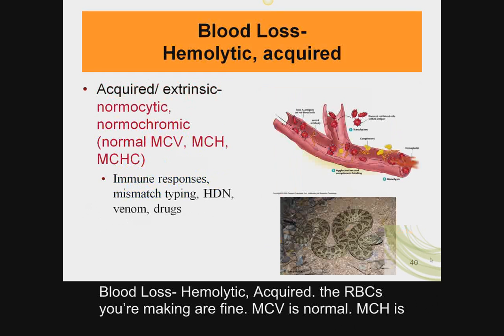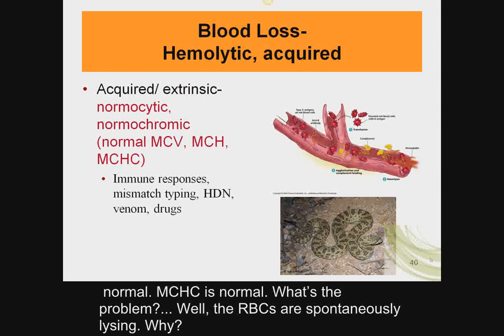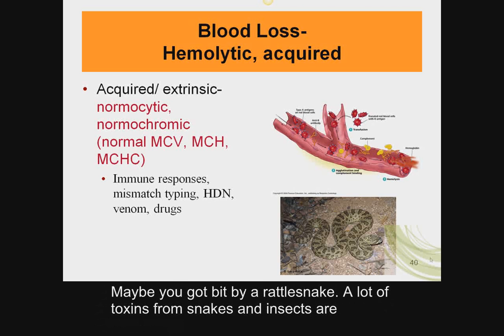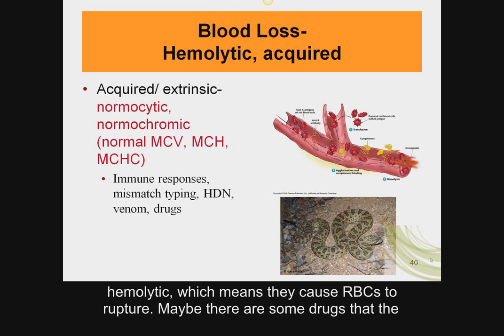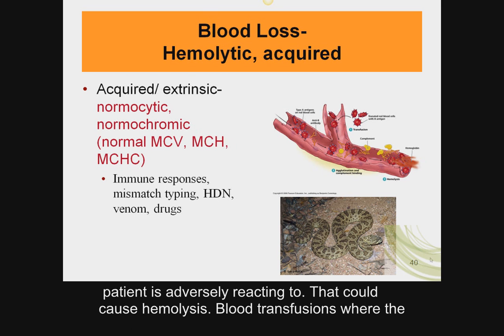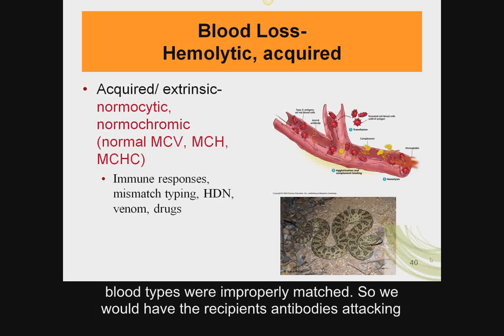Moving on to blood loss hemolytic acquired, the red blood cells you are making are fine. MCV is normal, MCHC is normal, MCH is normal. What's the problem then? Well, the red blood cells are spontaneously lysing. Why? Maybe you got bit by a rattlesnake. A lot of toxins from snakes and insects are hemolytic, which means they cause red blood cells to rupture. Maybe there are some drugs that the patient is adversely reacting to. That could cause hemolysis. Blood transfusions where the blood types were improperly matched.